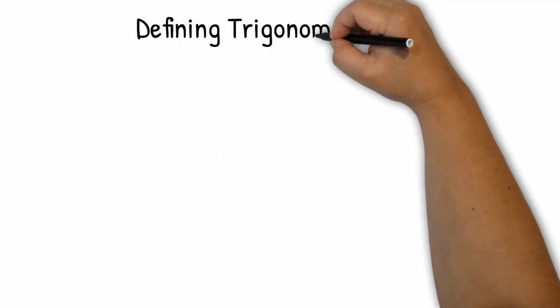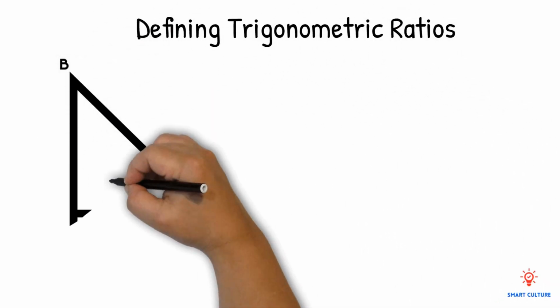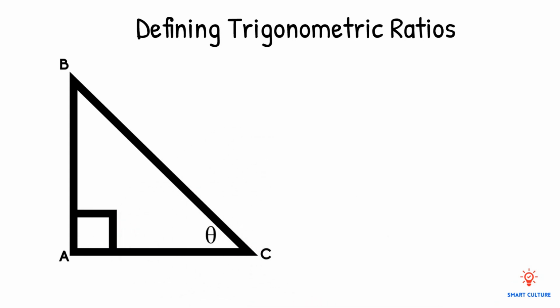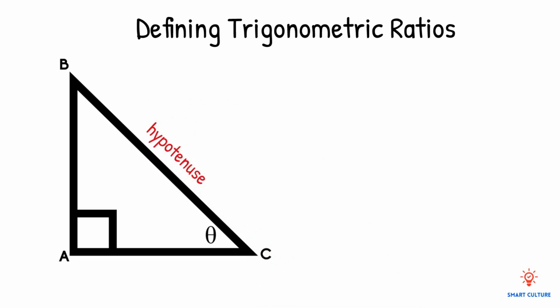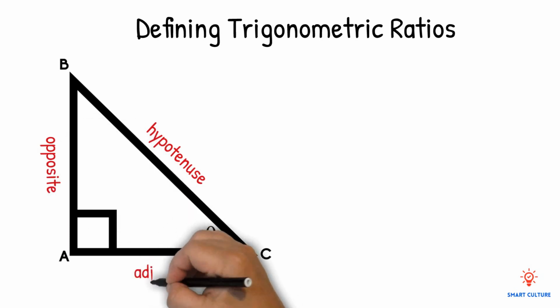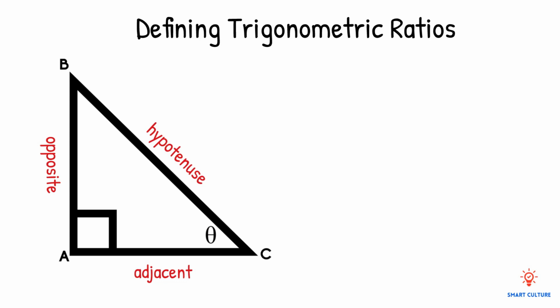Next, we'll discuss how you can go about defining trigonometric ratios. Take a look at the triangle below. In a right-angled triangle, we refer to three sides according to how they are placed in relation to the angle theta. So the side opposite to the right angle is labeled the hypotenuse, the side opposite theta is labeled opposite, and lastly, the side next to theta is labeled adjacent.